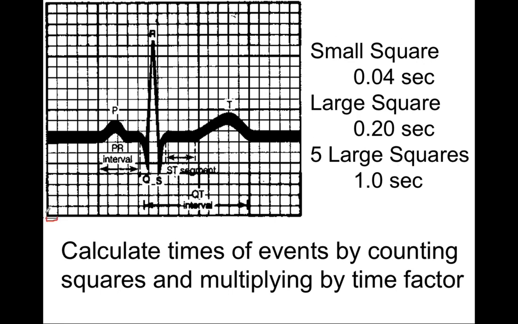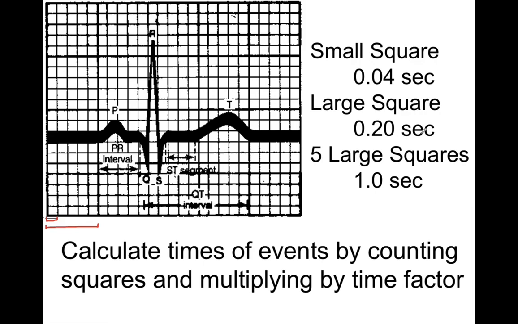Right here we have a small square, which is worth 0.04 seconds. Here we have a large square, which is worth 0.20 seconds. You can see that if one small square is worth 0.04 seconds, and there are 5 small squares in one large square, it would make sense that we simply take 0.04, multiply that by 5, and that gives us 0.2 seconds.